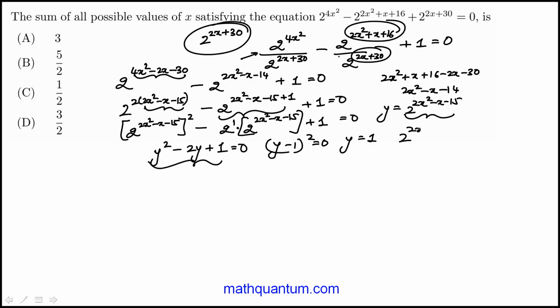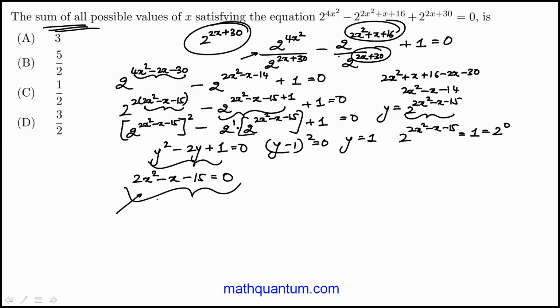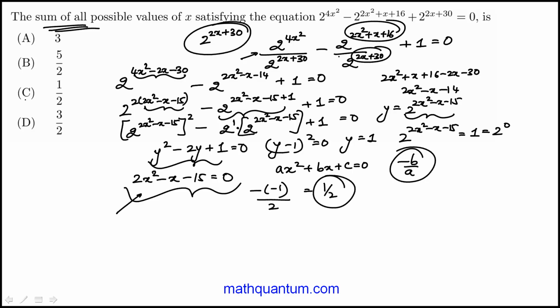So our entire equation has reduced to this, much easier to deal with: this equal to 1, which is 2 to the 0. So the solutions we're looking for come from 2x squared minus x minus 15 equal to 0. This is the quadratic that will give us the two solutions. But note here, they're asking for the sum. So we don't even have to find the values of the solutions. The sum for a general quadratic is minus b over a, the sum of the roots. Here b is minus 1, a is 2. So the answer is half, c. This is, in my opinion, the most efficient way to do it.